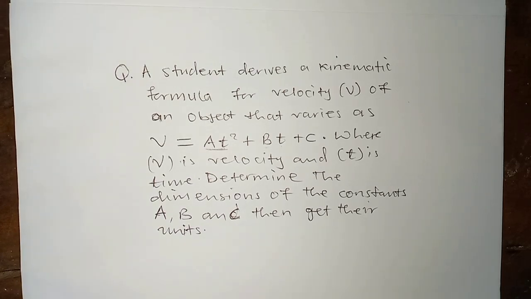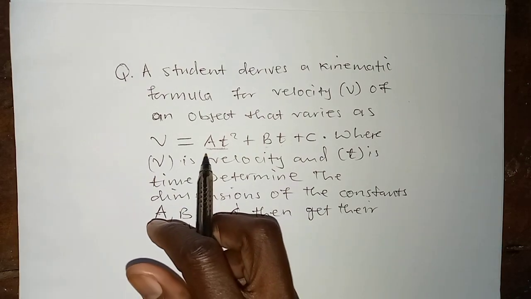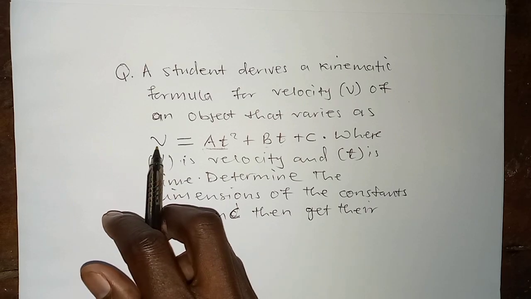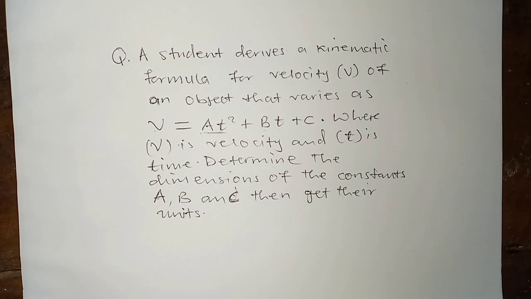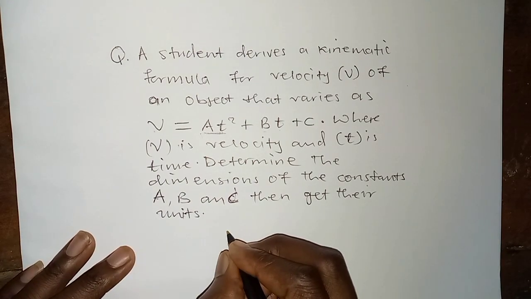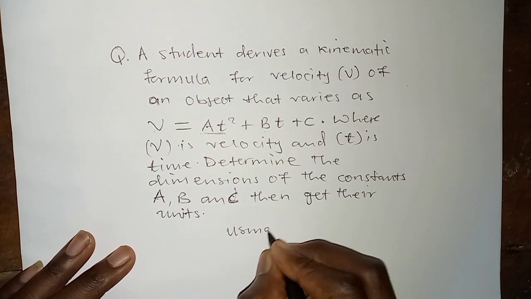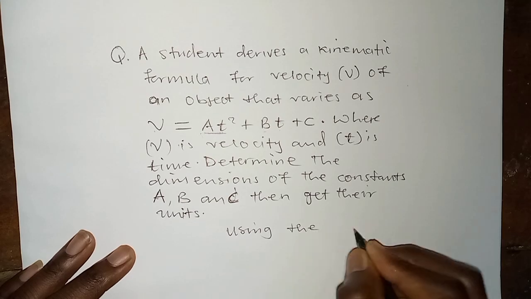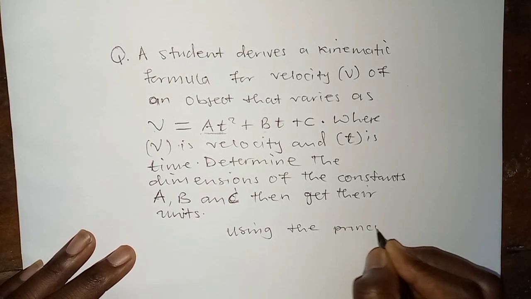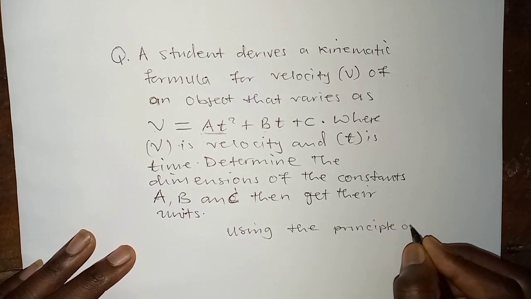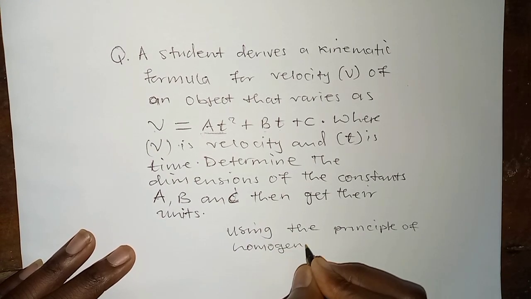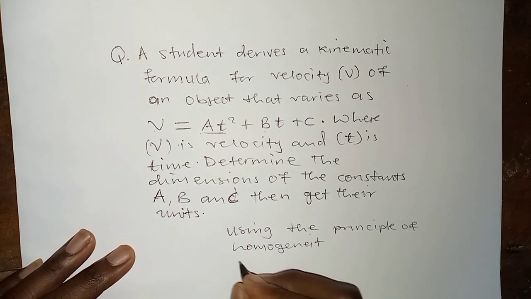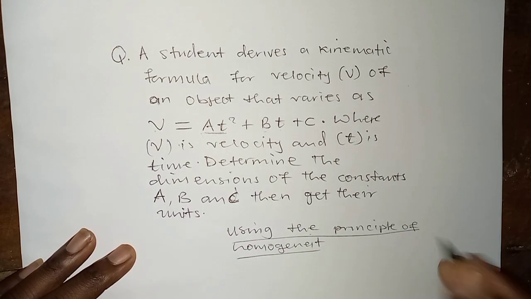So in short, the thing you're supposed to do is equate what is on the right hand side to what is on the left hand side. That's what the principle of homogeneity is telling us. So what are we supposed to do in this case? I'll say, using the principle of homogeneity. Don't forget to write this.